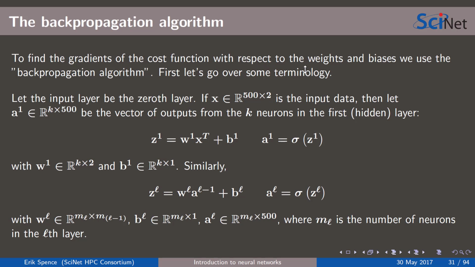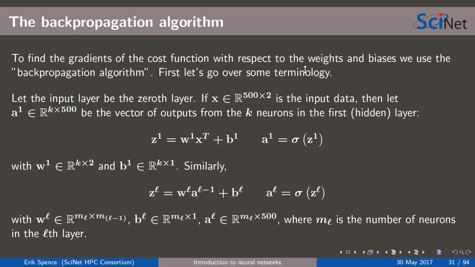Okay, let's do some terminology first. The input layer is going to be called the 0th layer. X takes the form of R 500 by 2. We're going to use the previous example's data. Our 2D space, 500 data points with 2 coordinates, x and y, or x1, x2. So it's 500 by 2. That's our input data.